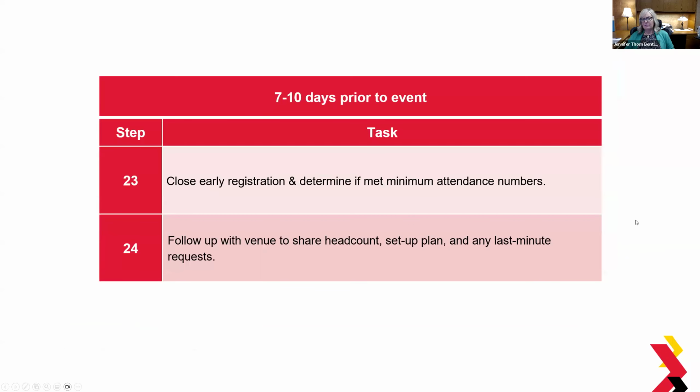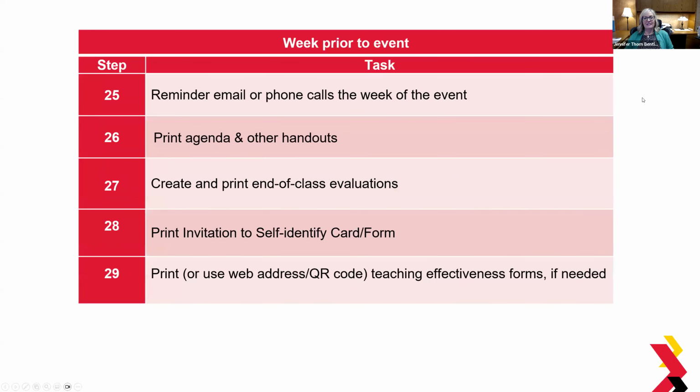Then about a week out, we're closing that registration, determining, did we meet the minimum attendance? Because sometimes, we thought we'd have a big crowd, but we need at least 10 to make it efficient for us. We may have to cancel if we don't have enough, but we usually have plenty. So we follow up with the venue and set up the plan and any last minute requests.